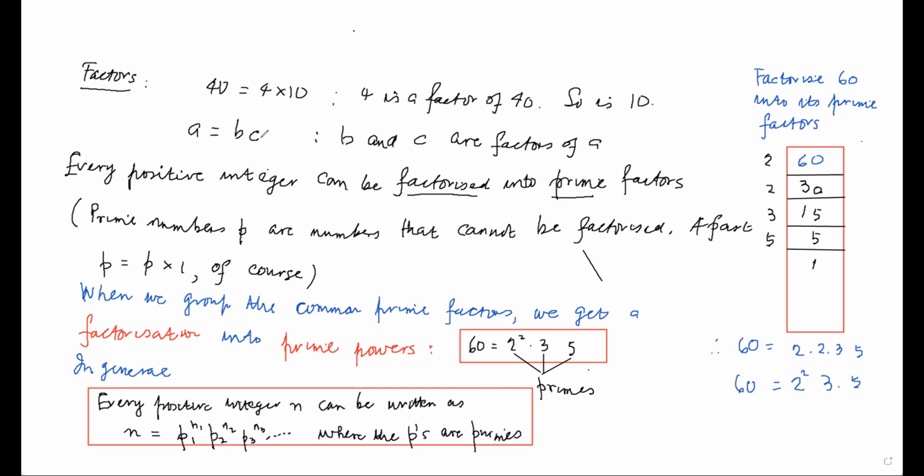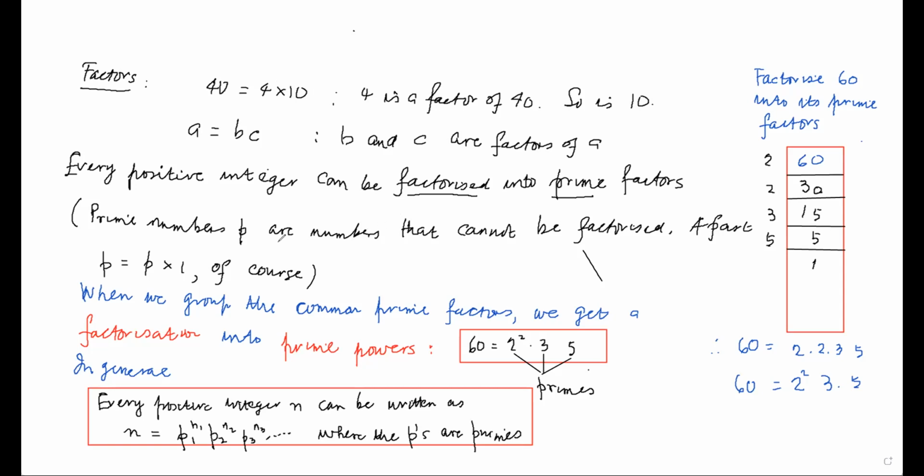A equals BC, a number written as a product. This is the product. B is a factor of A, C is a factor of A. Now, in fact, every positive integer can be factorized into prime factors. Right. Now, what is a prime number? A prime number is a number which cannot be factorized any further. Like 4 is not a prime number because you can write it as 2 times 2.